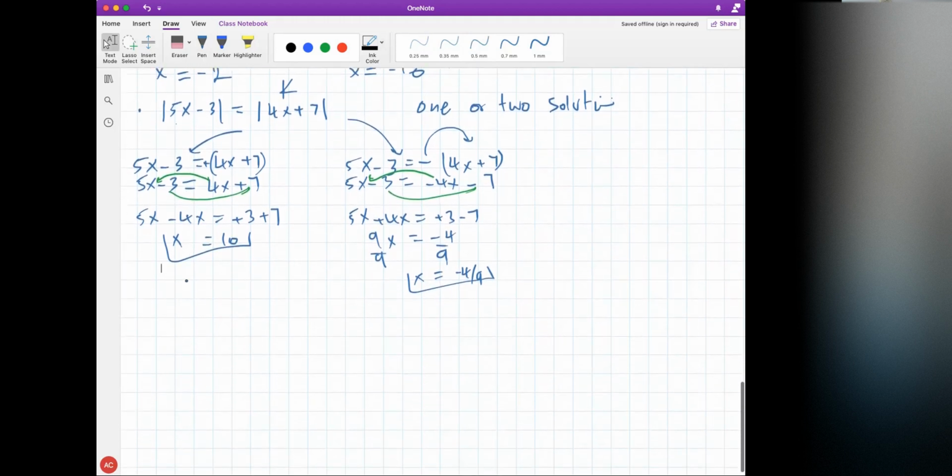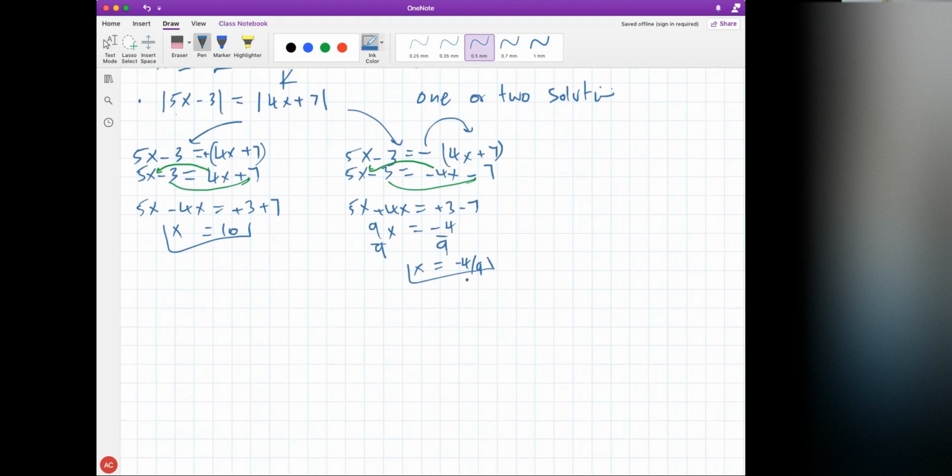Can we check the second solution? Yeah, you can check it, just fractions, negative 4 over 9. If you plug in, so 5 times negative 4 over 9. It's not easy checking, but it's just fractions, no big deal. So this is one of the sides. You're going to multiply the fractions first. That's negative 20 over 9 minus 3.